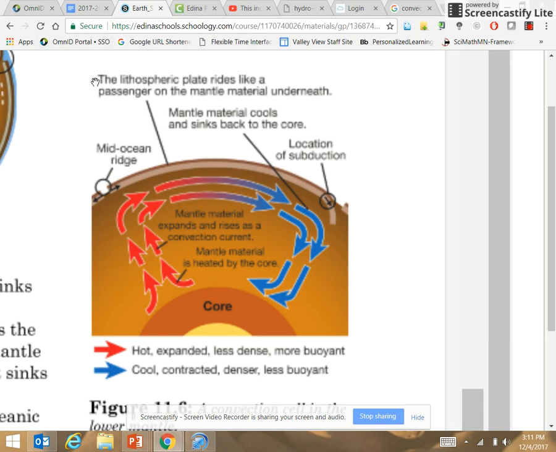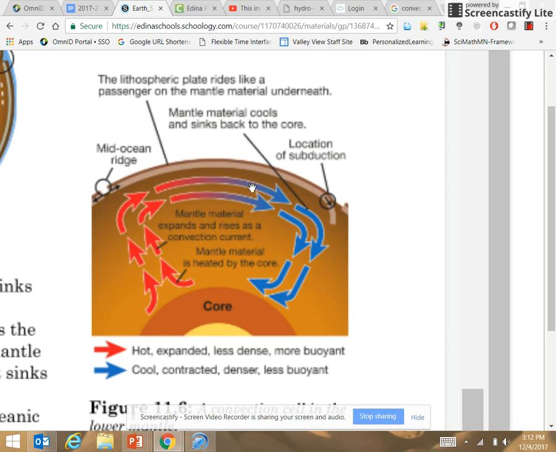And the whole time this is happening, up here it says the lithospheric plate rides like a passenger on the mantle material underneath. So just remember the lithosphere is floating. So if it's floating, because it's less dense than this material, it can float along or move with the current. And the yellow group in class, you saw that as a person on a lazy river. You just jump in the tube, and the tube drifts along with the current. So the plate's going to move this way in this picture to the right. It'll follow the current.